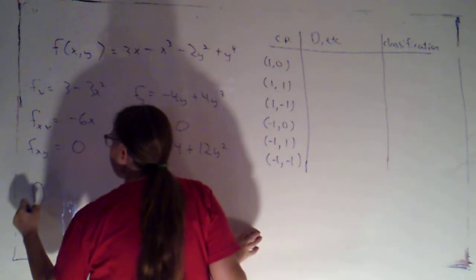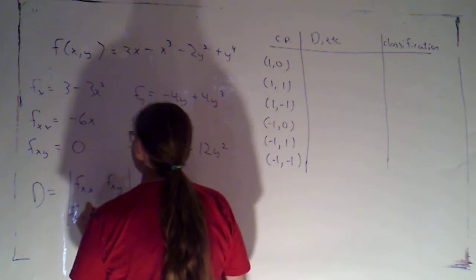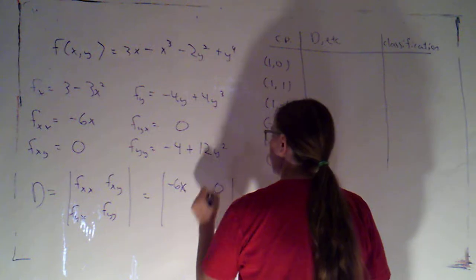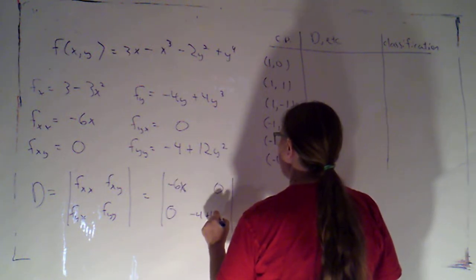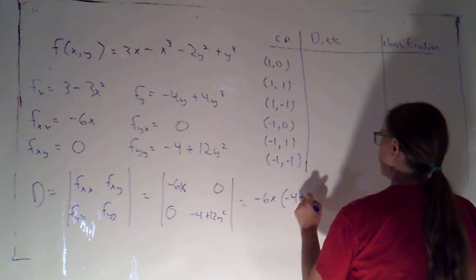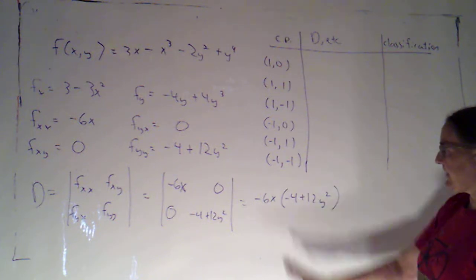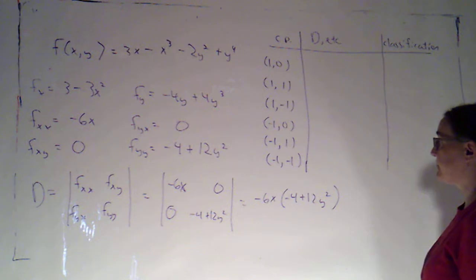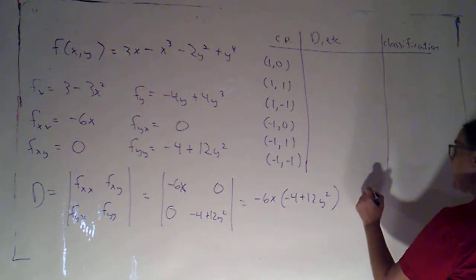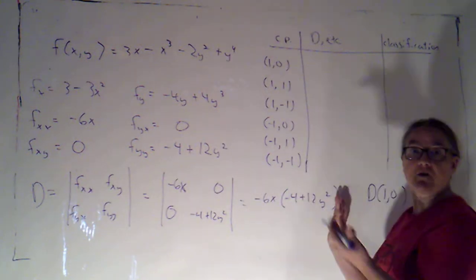Okay, so if I take a look at D, which is the determinant of f sub xx, f sub xy, f sub yx, f sub yy, that's going to be the determinant of negative 6x, 0, 0, negative 4 plus 12y squared. So that's just going to be negative 6x times negative 4 plus 12y squared. And I think I'm going to keep it in that factored form, because that way if I know the sign of each factor, I'll know the sign of things. Okay. Now I've just written out the formula for D. Now I want to evaluate it at these points. It would be totally fine to write D of 1, 0, because I can see D is a function of x and y.